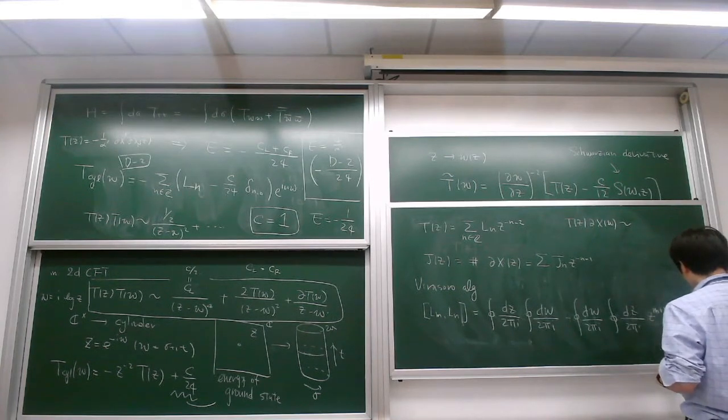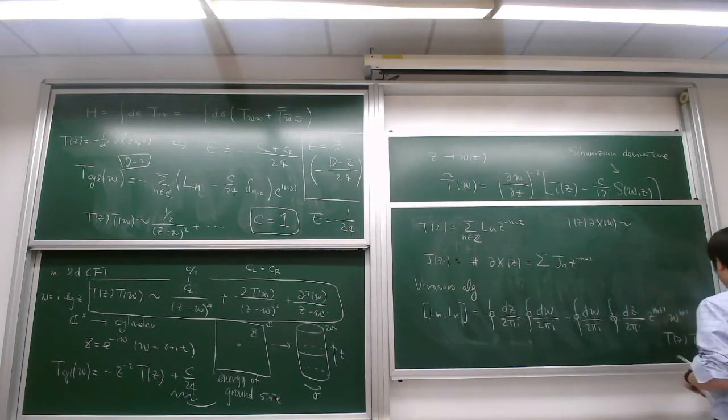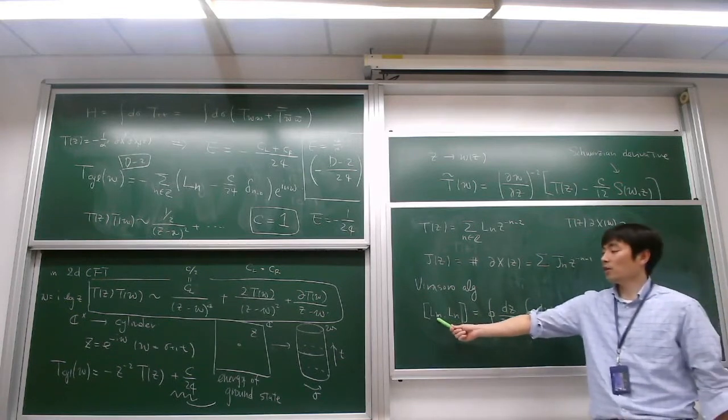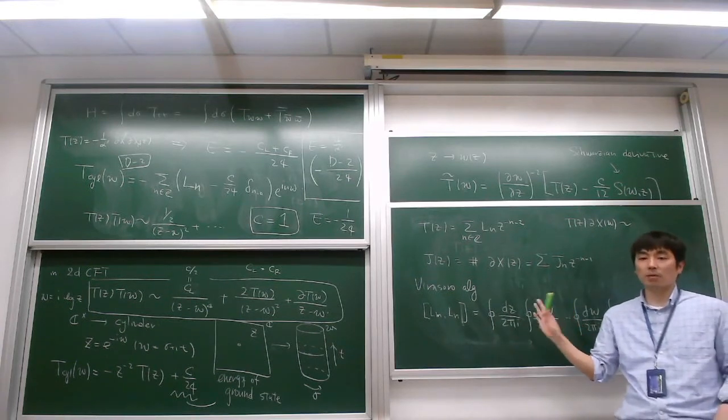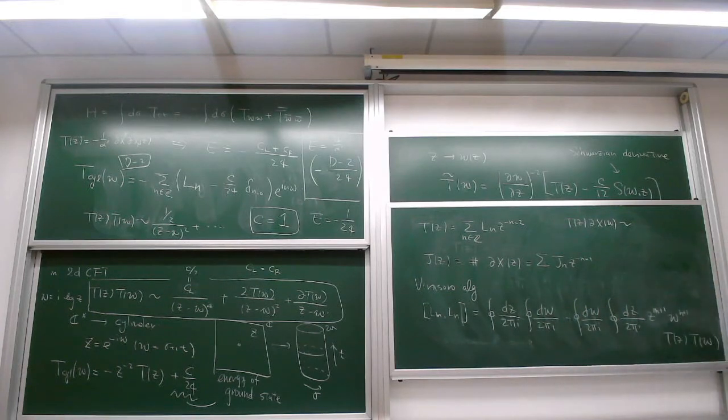To extract Lm, you have to multiply by z to the n plus 1, and then just do the contour integral. And then to get the Ln, you just multiply w to the n plus 1 and do the contour integral. Okay. Then to get the commutation relation, you swap z and w. That's it.